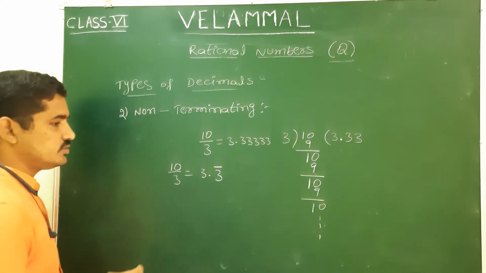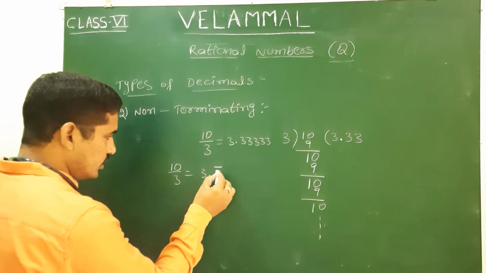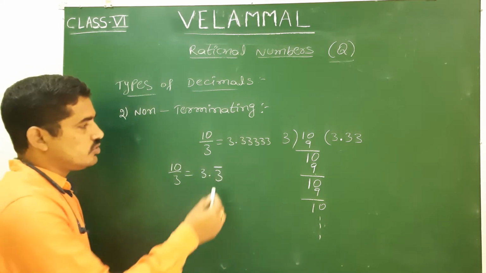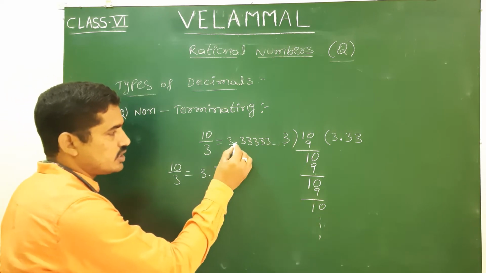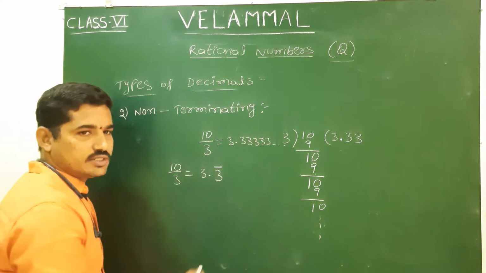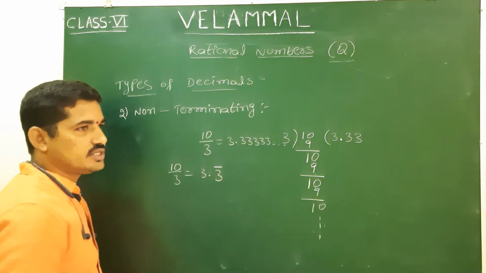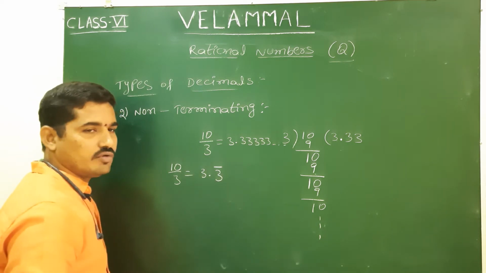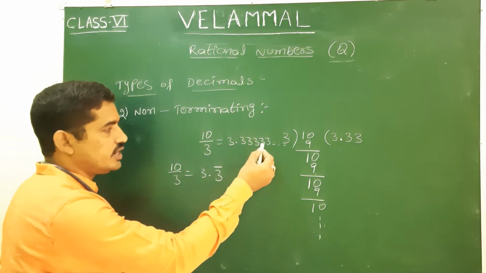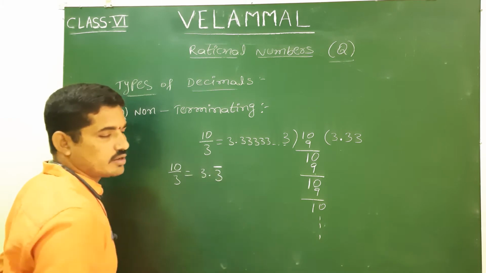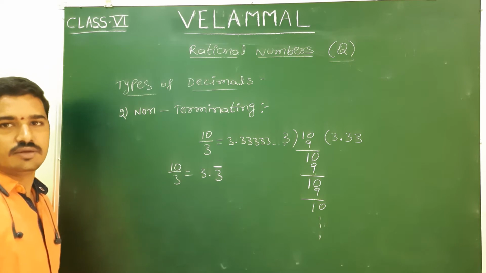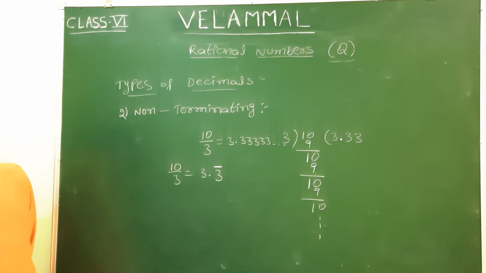So here 3 is continuously repeating. After 3 there are no countable digits. There are infinite digits we have. So these infinite digits can be expressed as a bar. It is called a recurring decimal. So recurring is nothing but repeating.